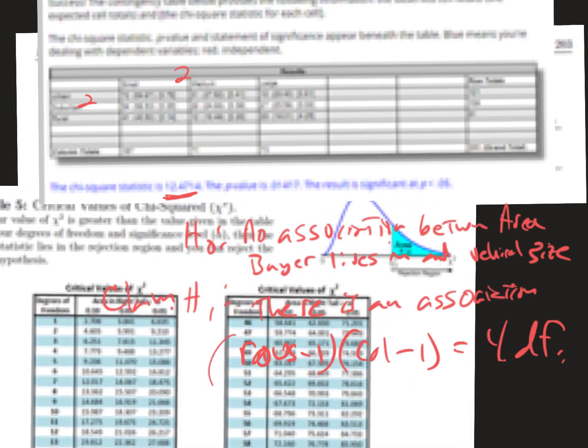We only need to know this if we're going to pull this off the table. So, 4 degrees of freedom is right there. This is a 5% level of significance. So we're looking at a critical value of 9.488.